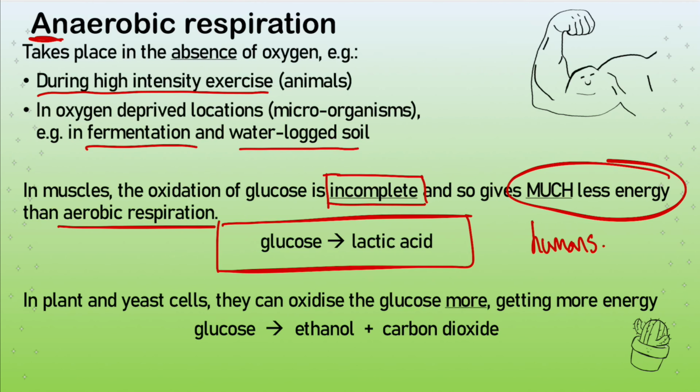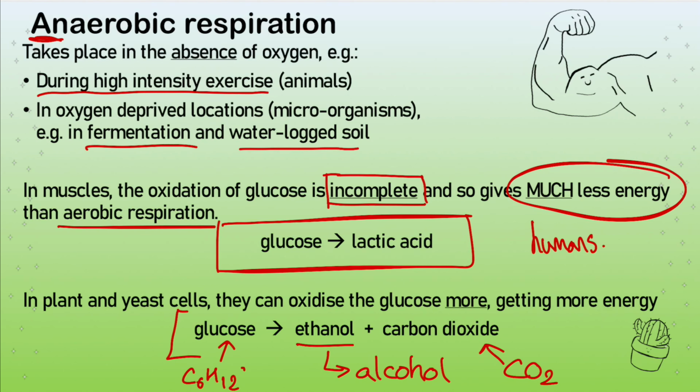In plant and yeast cells, they can oxidize the glucose a little bit more. So they produce the lactic acid and then they take it an extra stage, and they actually turn glucose into ethanol, which is found in alcohol. They also produce carbon dioxide, CO2. Now, the only molecules that you need to know the symbols of here are glucose, which is C6H12O6, and the carbon dioxide. You don't need to know the structures of lactic acid and ethanol.